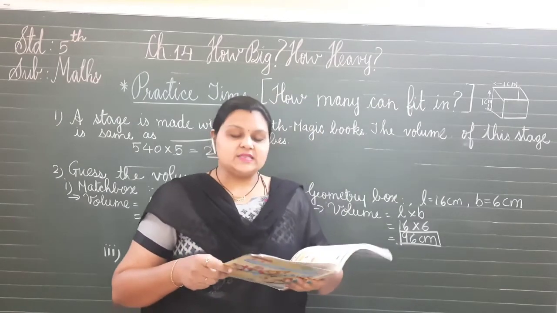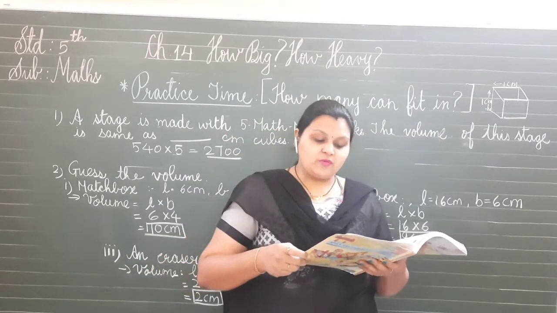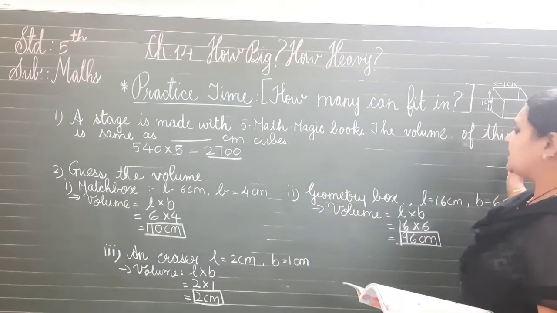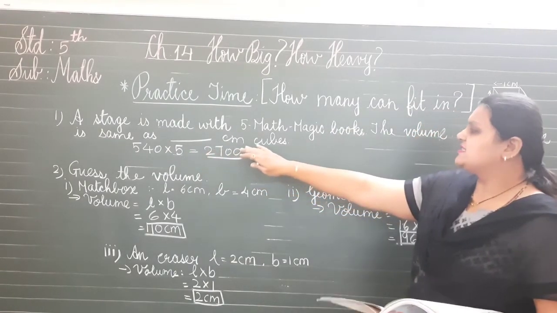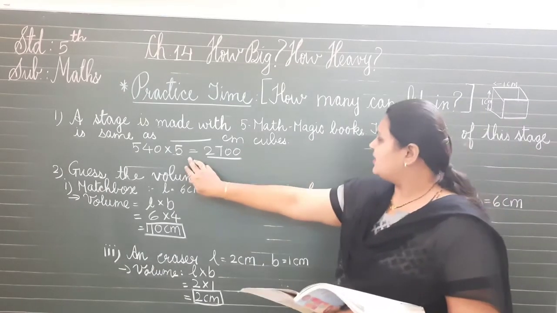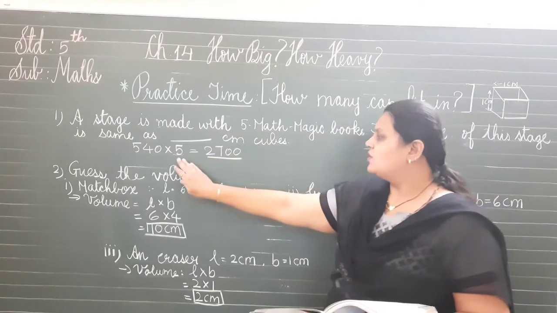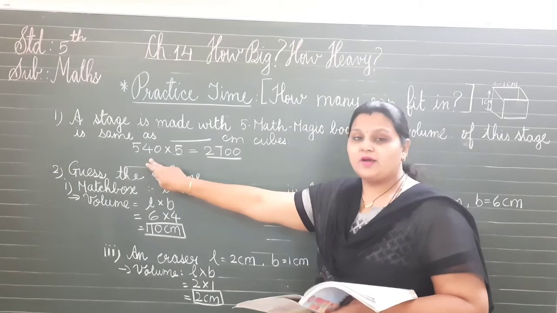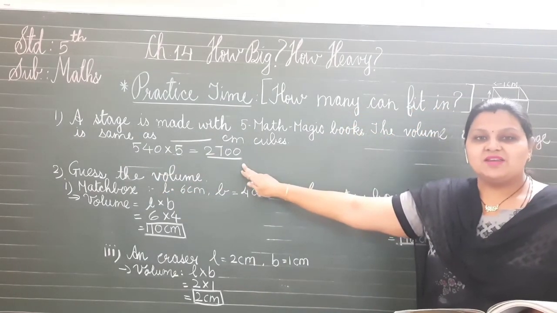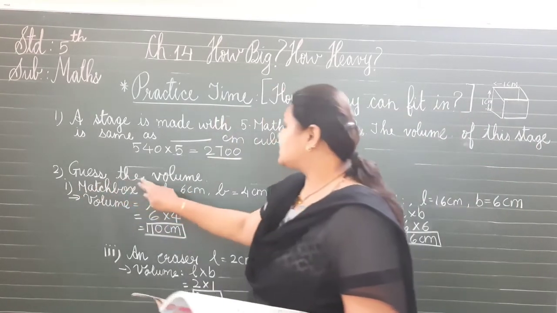Now let us practice. Practice time. A stage is made with 5 math magic books. Here is question 1. The volume of this stage is the same as dash centimeter cubes. So here we have to calculate for 5 math magic books. So 5 multiplied by 5, 40, that will be 2700. Question number 2. Now guess the volume.